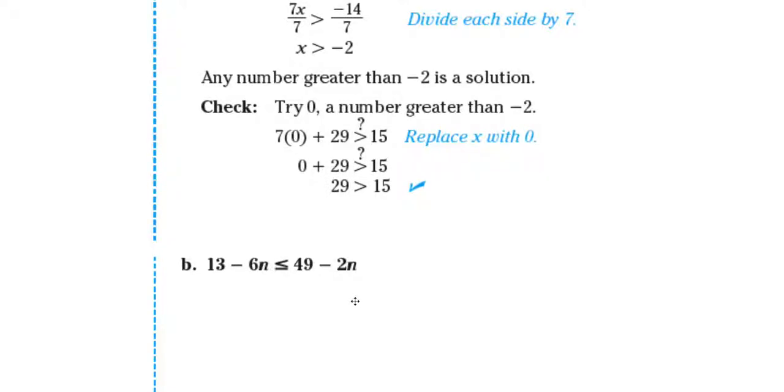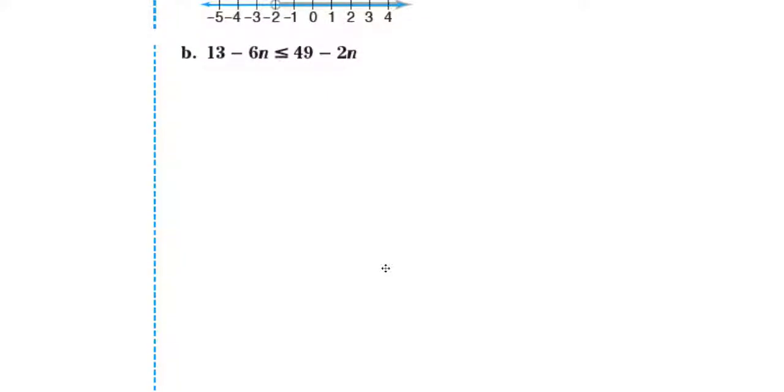Our answer checks out. And to graph this inequality, remember the solution is x is greater than negative 2. The greater than symbol means it's an open dot, and since it's pointing away from the variable, it's an open dot going to the right. So it's an open dot on negative 2 going to the right. And that's how you graph your inequality.